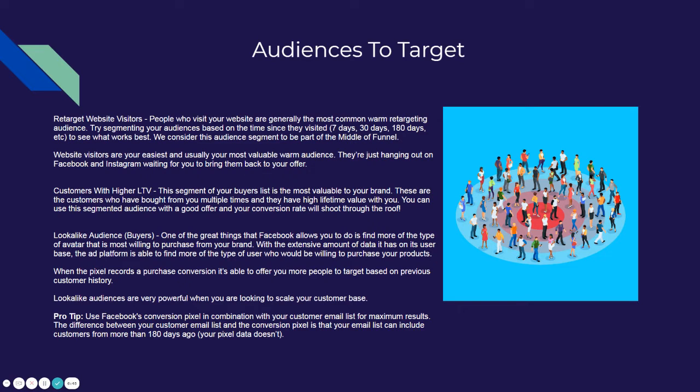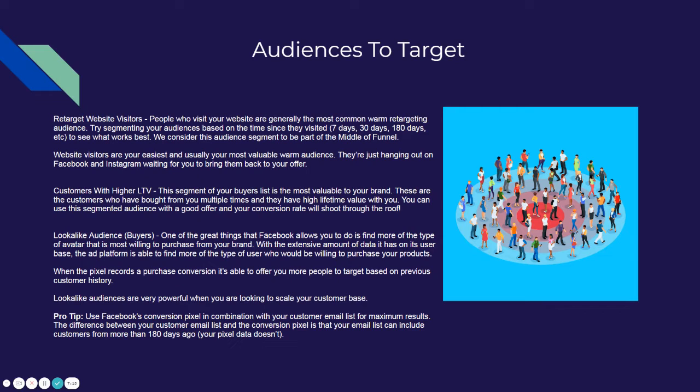Customers with a high lifetime value are another brilliant, high converting audience. This segment of your buyers list is the most valuable to your brand. These are the customers who have bought from you multiple times and have a high lifetime value with you. You can use this segmented audience with a good offer, and your conversion rate will shoot through the roof. So another great audience there.